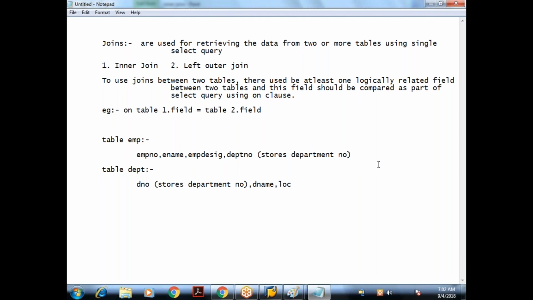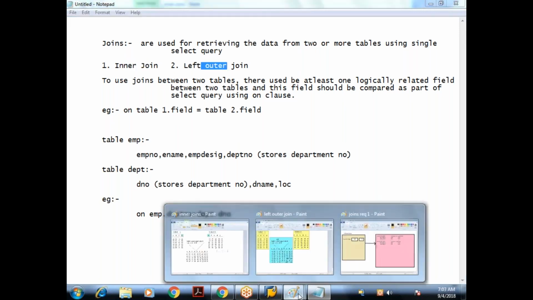logically related. So when you are using joins in the select statement, as part of the select statement you have to use the ON clause: emp dot department number equal to department dot d number. We have to compare the logically related field between the two tables. Emp department number equal to department number. So we have two types of joins, inner join and left outer join.